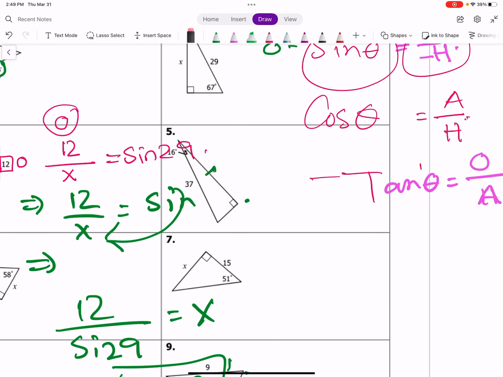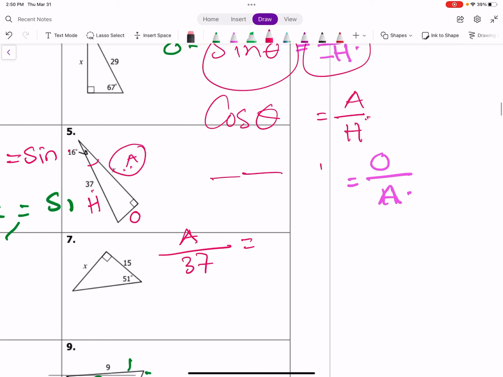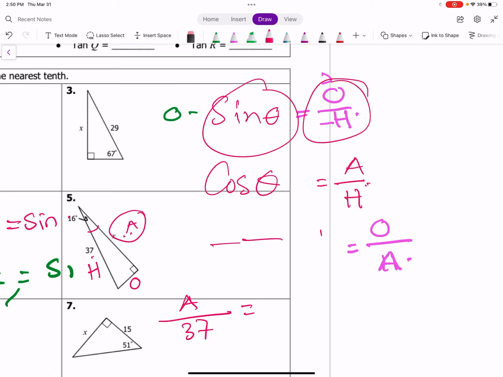Okay, so let me go for number 5. This is the angle I have. That's my opposite, that's my adjacent, that's my hypotenuse. So what I have is the hypotenuse, and what I want is the adjacent. So adjacent over hypotenuse, let me write it in terms of that, that's always good to write. Adjacent over hypotenuse is cos theta.